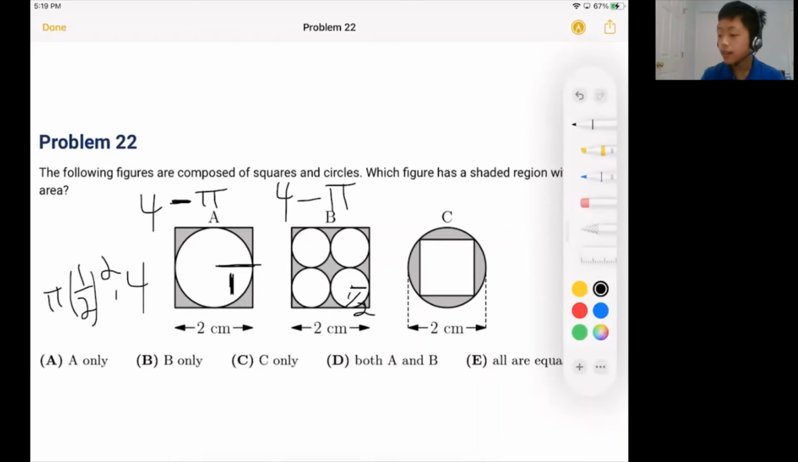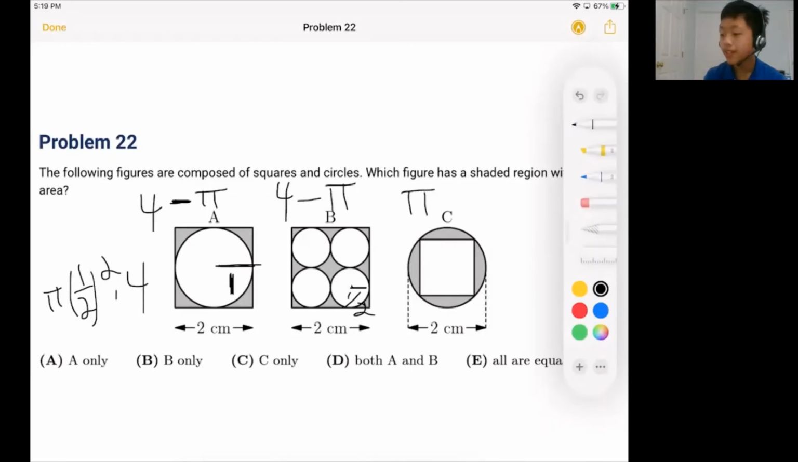And then for C, it's slightly different because the square is inside the circle, instead of the circle being inside the square. The circle has radius 1, clearly, so the area of the circle is pi.